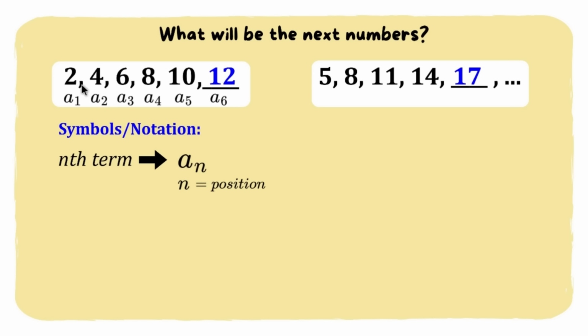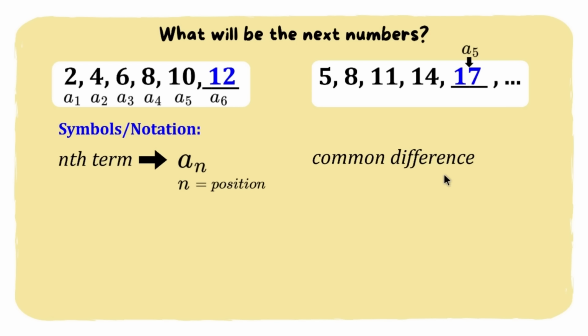Yung end term is yung value. Ito po yung mga numbers. And then yung n is the position, yung order po, ano? Okay, yung pagkakasunod-sunod ng mga terms natin. Okay, so ito po, yung 17 dito, ano po ang term na ito? Okay, yes, this is the fifth term or a sub n. Okay, so the value is 17 and the position is the fifth term.